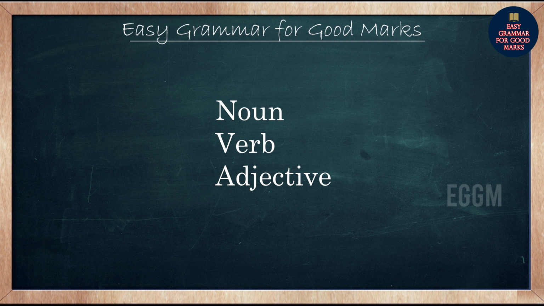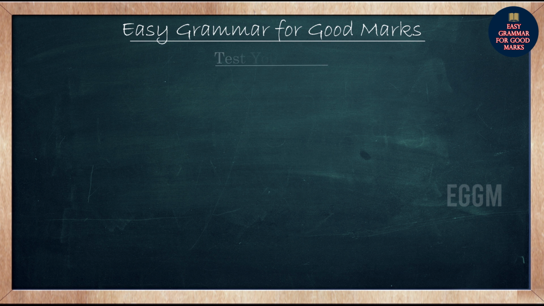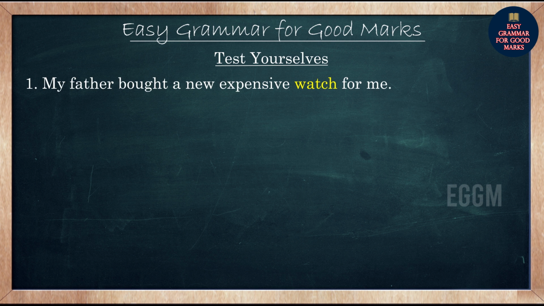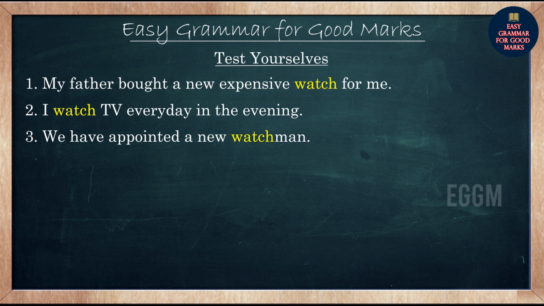Now I'll just call out some sentences and you have to name them first. You identify them as noun, verb and adjective, where it is used as noun and where it is used as adjective, like that, okay? I'll use the word watch. Number 1, my father bought a new expensive watch for me. I watch TV every day in the evening. We have appointed a new watchman. Don't watch me like a spy.